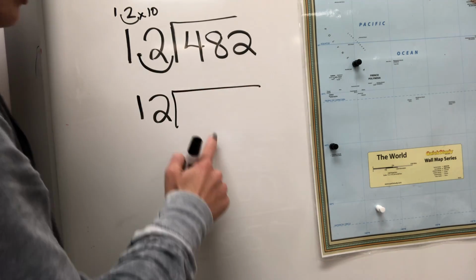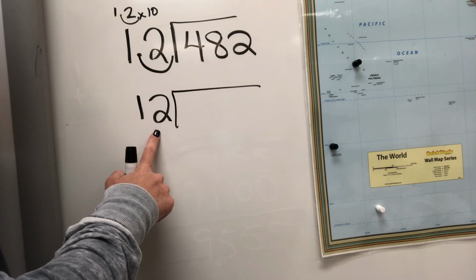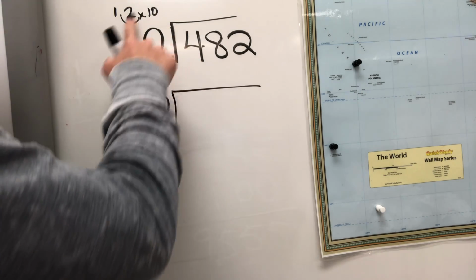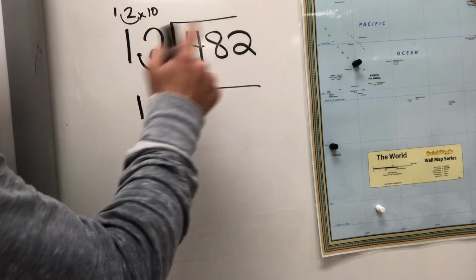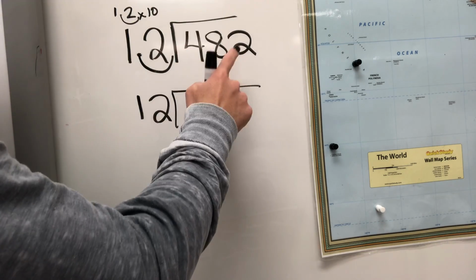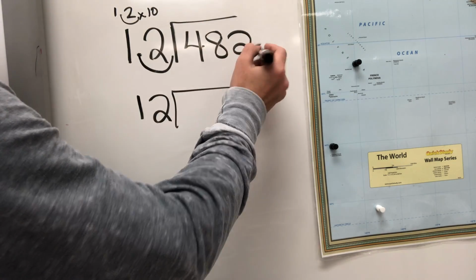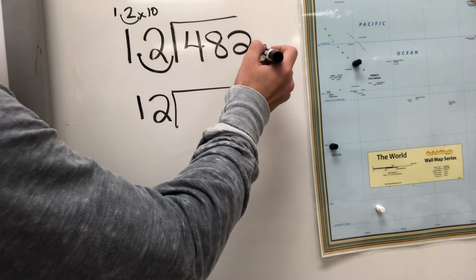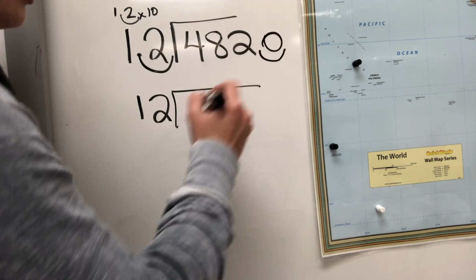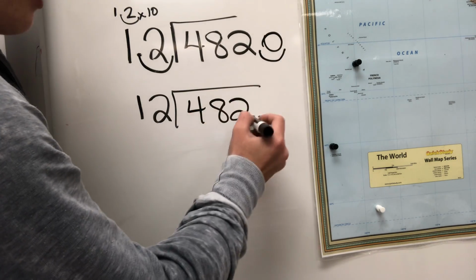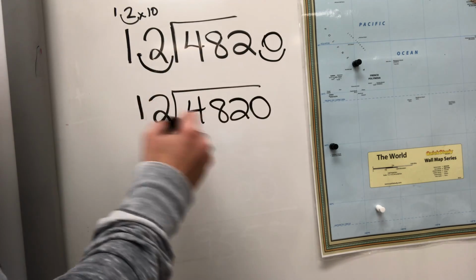Now I have to do to my dividend what I've done to my divisor. So if I moved it once in my divisor, when I move it in my dividend, I have to find my decimal, which is of course always to the right of the ones, and I have to also move it once. So now I am finally ready to solve. So this would be the problem that I'm solving.